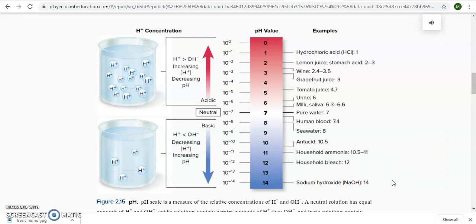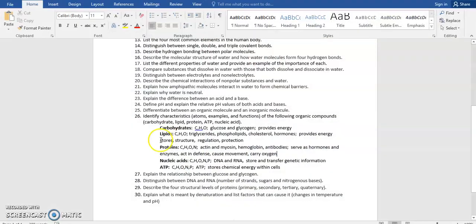All right. So that is our description of acids and bases. In the next video, we're going to talk more specifically about organic molecules. So far we've been talking about the inorganic molecules, water and the electrolytes, non-electrolytes, those kinds of things. Now we're going to focus on the organic molecules in the next video. So I'll see you in the next video.